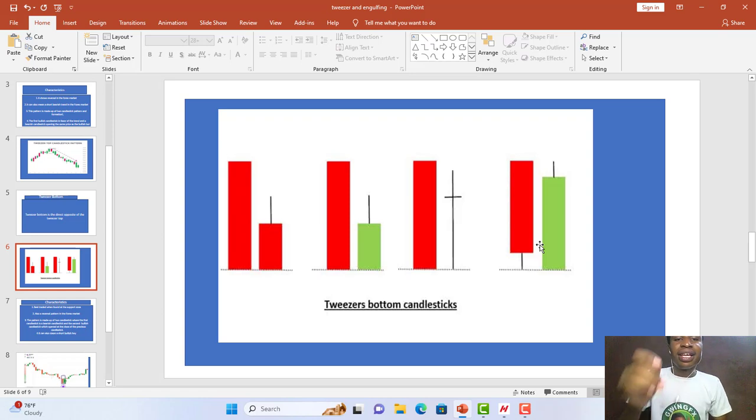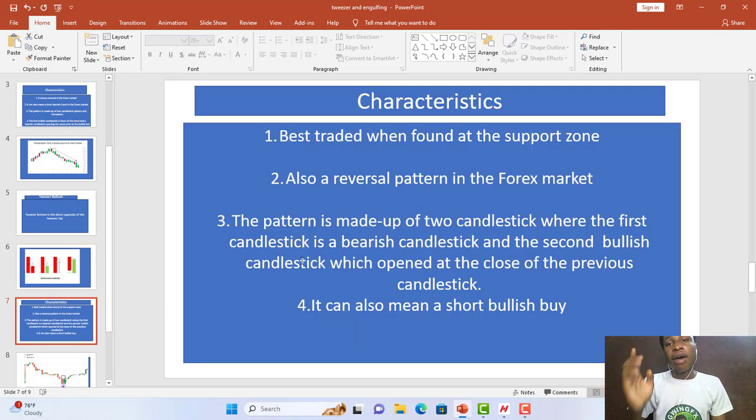That's the secret there. Then for the tweezer bottom, you can also trade it in an uptrending market, but you have to allow the market to make the retracement, finish up the retracement, giving you a tweezer bottom pattern. You can go in for your buy. That's the secret. So for the tweezer bottom, let's quickly check the characteristics. Best traded when found at the support zone, right? So either in an uptrend, allow it to make a deep retracement, giving you confirmation, you can buy it.